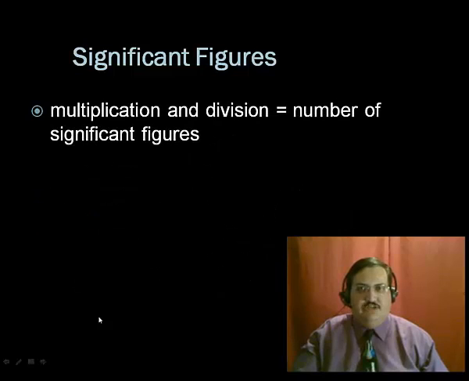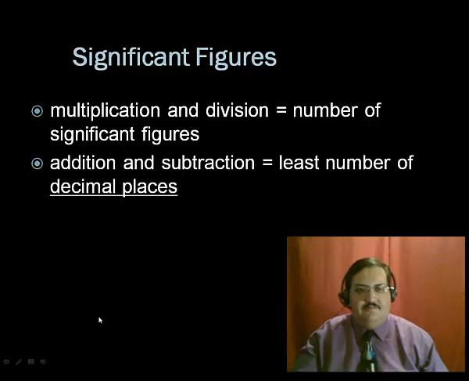Multiplication and division: my answer needs to be rounded to the number of significant figures in my least accurate component. In addition and subtraction, my answer needs to be rounded to whatever component had the least number of decimal places.